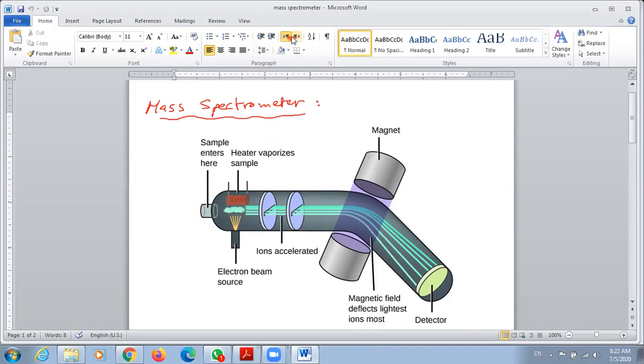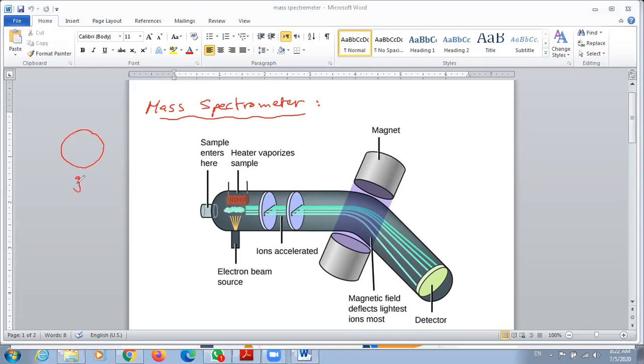Okay, now this is our sample, which is now in the vapor state or in the gas state. Now we are going to subject it to a highly energetic beam of electrons. This is the beam of electrons that we are going to subject our sample with. We introduce our sample from here, we heat it electrically until it turns into a gas, and then we subject it to a highly energetic beam of electrons.